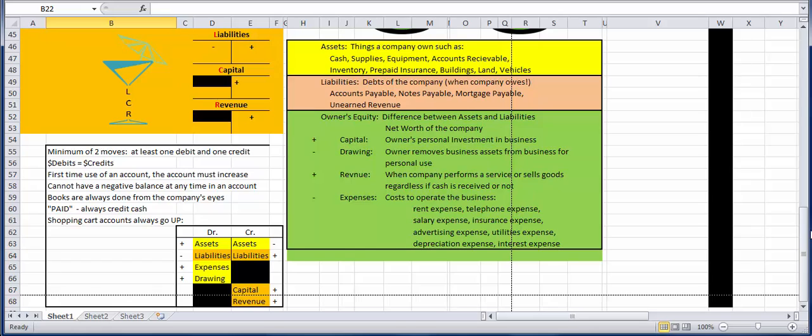In the meantime, notice I have over at the bottom left: minimum of 2 moves, at least 1 debit, and at least 1 credit. Every time you do a journal entry, every time you work in accounting, 2 sides have to equal each other. In order to have 2 sides equal each other, you need something on one side and something on the other side to balance. So you need a minimum of 2 moves. Those moves will be translated into at least 1 debit and at least 1 credit. Your debits have to always equal your credits.